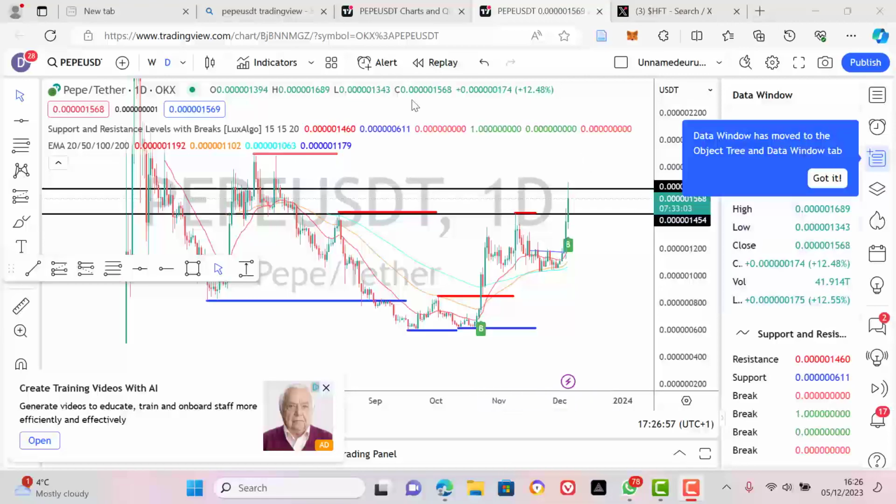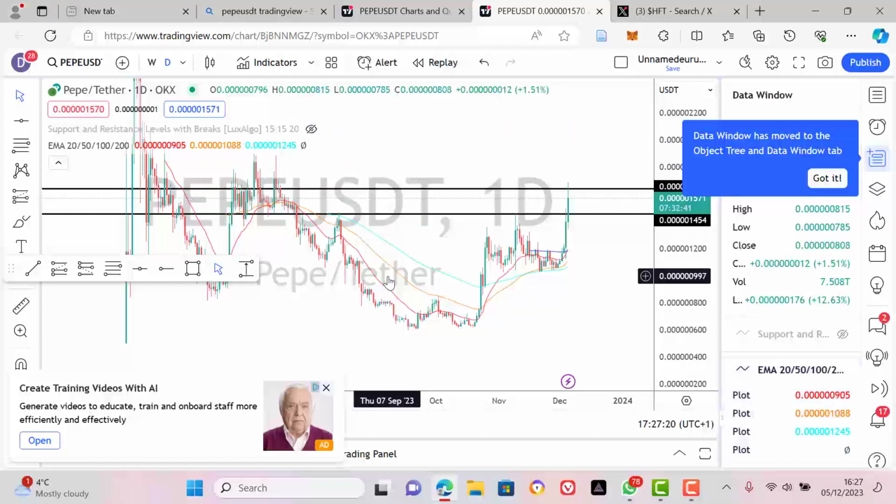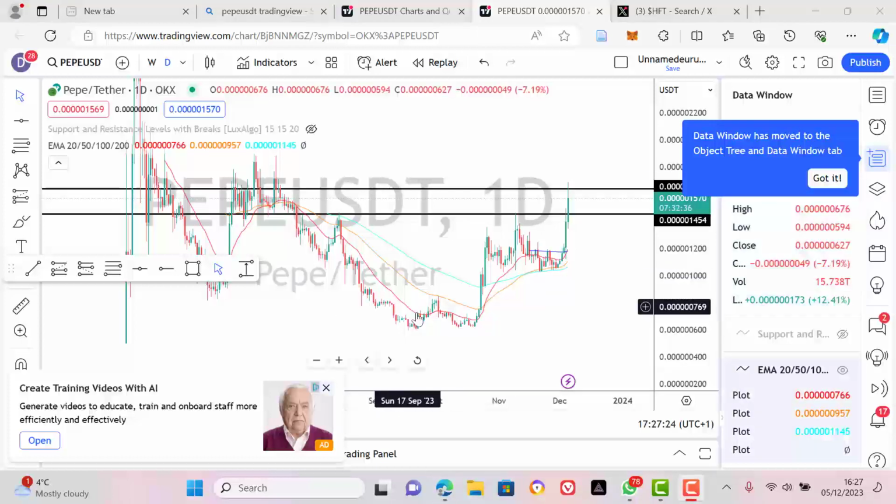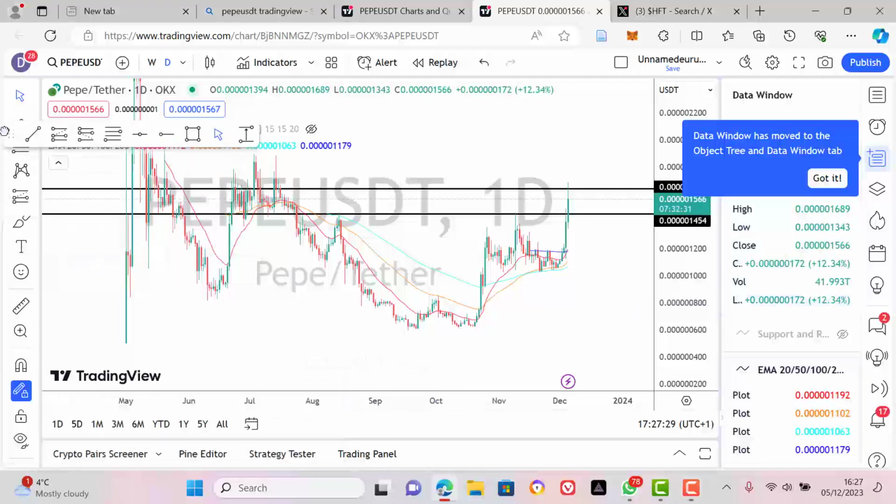All right, so this is Pepe USDT. One of the treasury rules: this pair has been selling. What I want to share today is simple. This is a situation where the pair has been selling. Okay, so what do we have here?